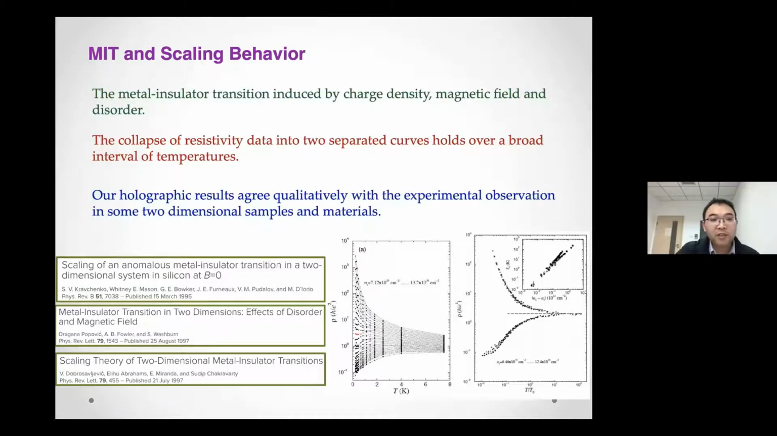So actually, we see the metal insulator transition can be induced by charge density, magnetic field, and the disorder in our holographic theory. Actually, the collapse of resistivity data into two different curves holds for a wide range of temperatures. Our holographic result agrees quantitatively with the experimental observation in many two-dimensional samples and materials. So for example, in this kind of paper, here is an example, the resistivity as a function of temperature for different charge densities, and indeed they can collapse to two different branches.